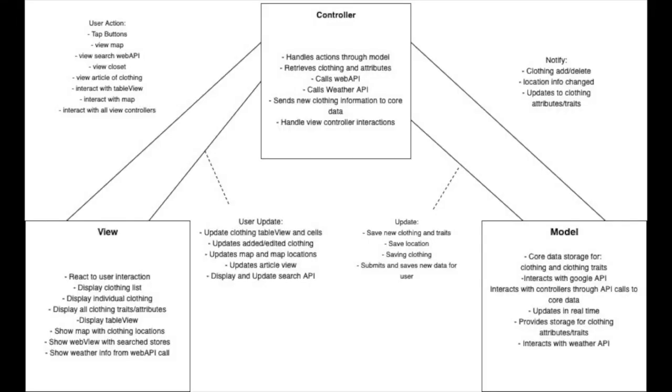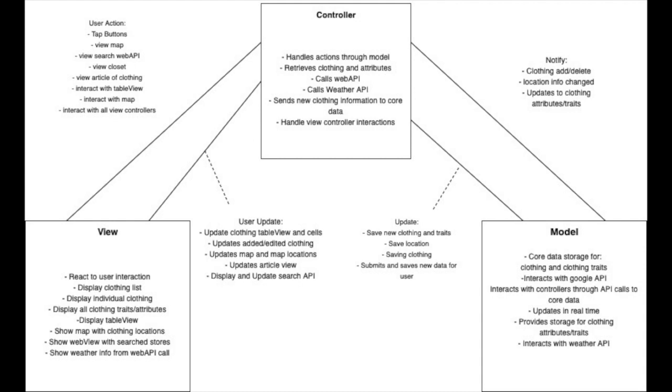The MVC diagram is fairly simple as well. The controller at the top handles actions through the model and the interactions with UI elements through the view. It retrieves information, handles the web API calls in the map view and search view, and sends back info to the model and the view. It notifies the model of changes in core data such as added or deleted clothing, new locations, and new clothing attributes. With the view, it takes in the user actions and sends back updates to change the view in the environment.